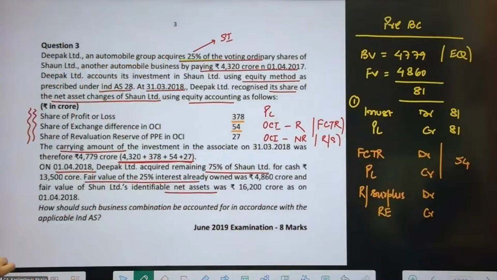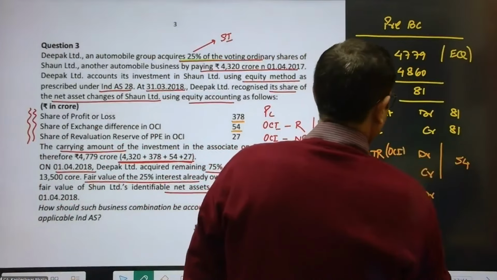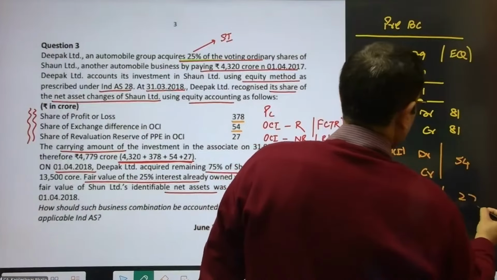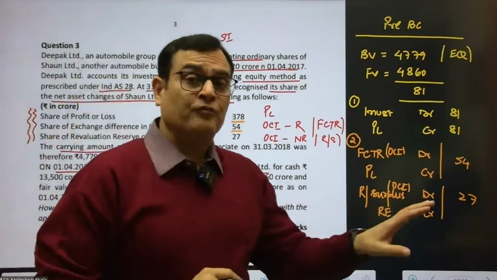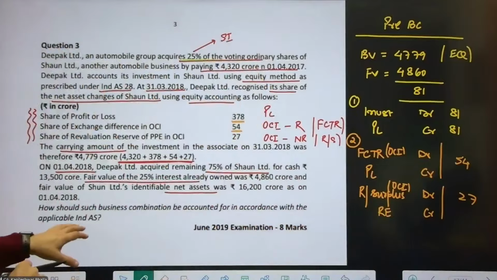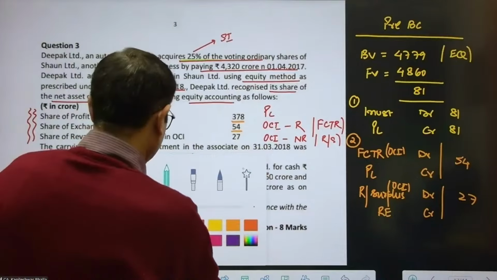I've given the name FCTR, but of course, this is nothing but OCI. This is also nothing but OCI. And this is to the extent of 27. So I've done two separate entries. One is for the updating of the PHI, and the other is the scrutiny of the accumulated balance. Now we can put an entry for the acquisition accounting as well, since the net assets are given to me. So let's put the entry for the acquisition as well.